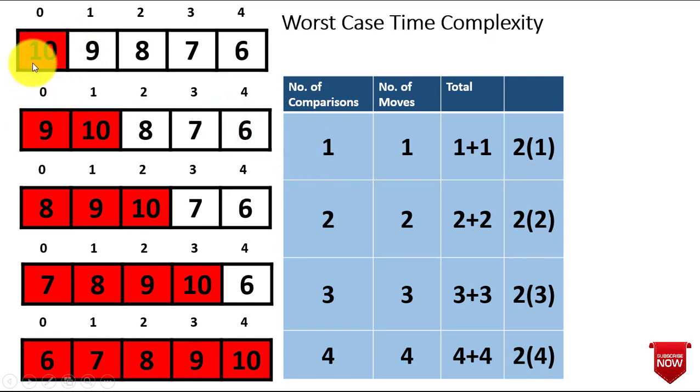And shifting is, we are shifting 10 here and then overwriting. Shifting is 1 only. One move is required, one comparison is required. Total 1 plus 1, that can be written as 2 into 1.